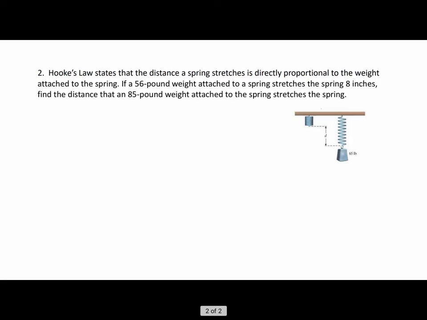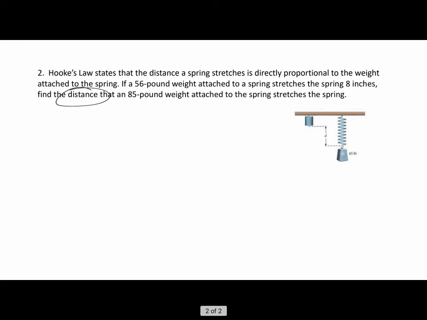Another example here, Hooke's law states the distance a spring stretches is directly proportional to the weight attached to the spring. If a 56-pound weight attached to a spring stretches the spring 8 inches, find the distance that an 85-pound weight attached to the spring stretches. So they do want me to find something, right? But I can't find that until I have an equation to solve for it.